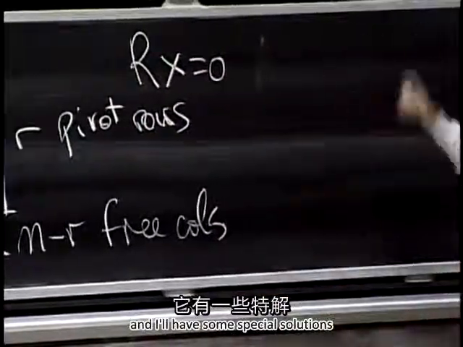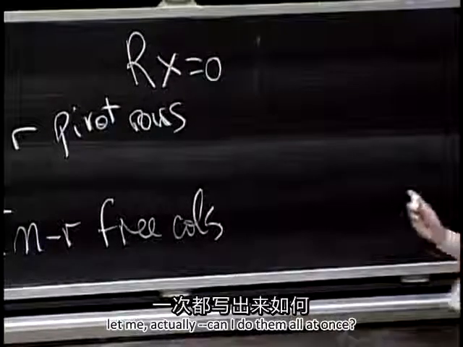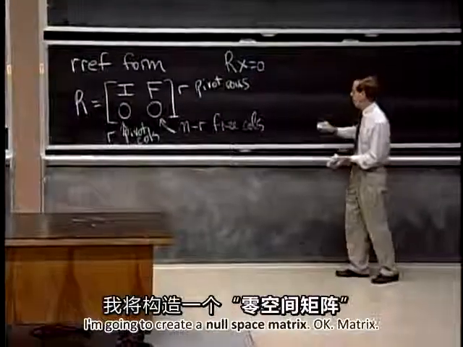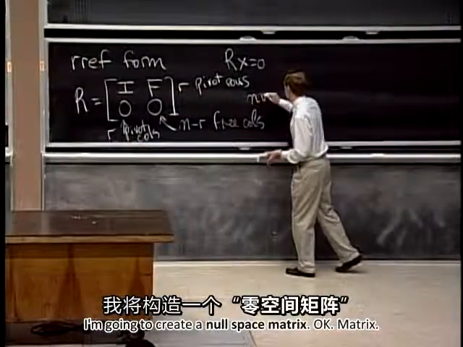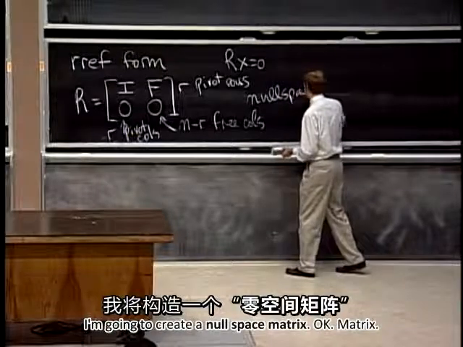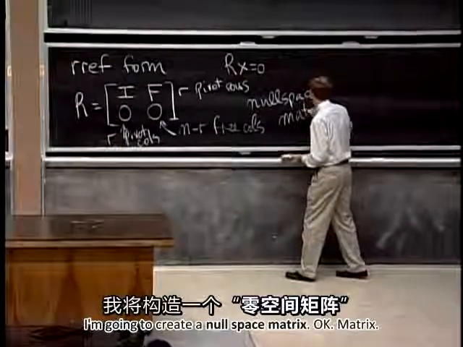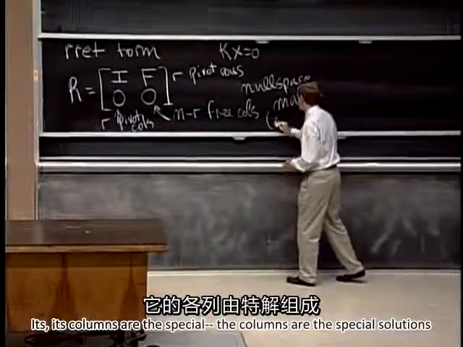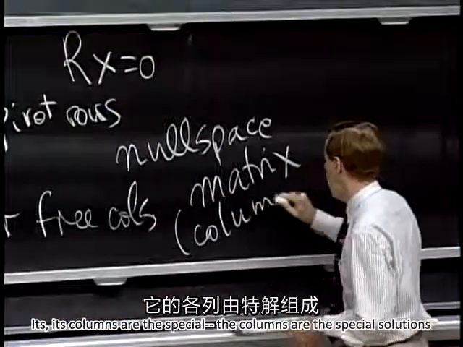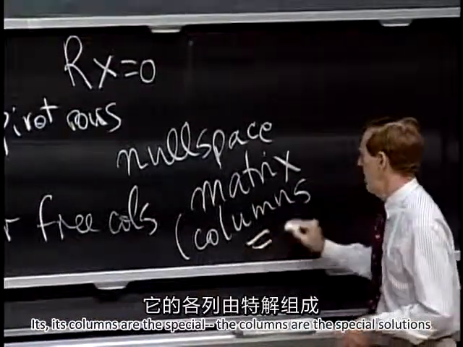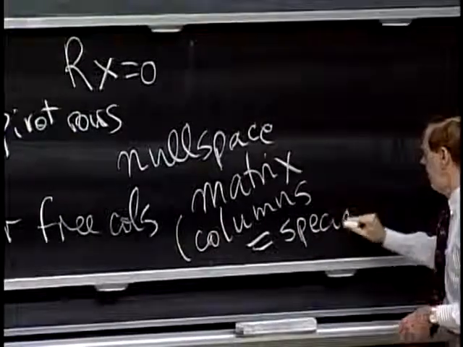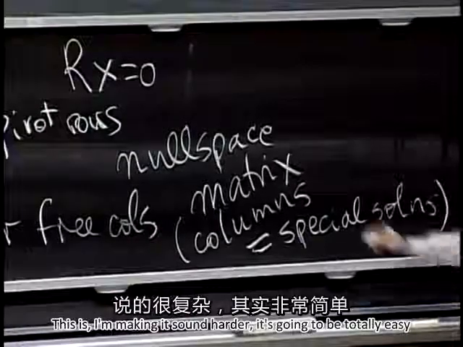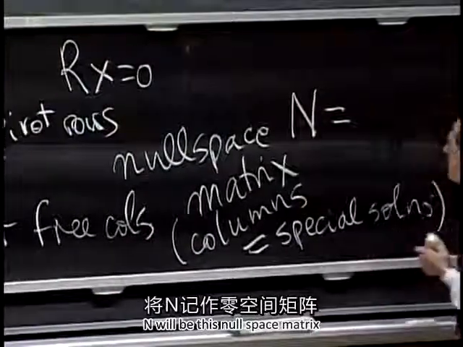And I'll have some special solutions. Actually, can I do them all at once? I'm going to create a null space matrix. Its columns are the special solutions. I'm making it sound harder. It's going to be totally easy. N will be this null space matrix.